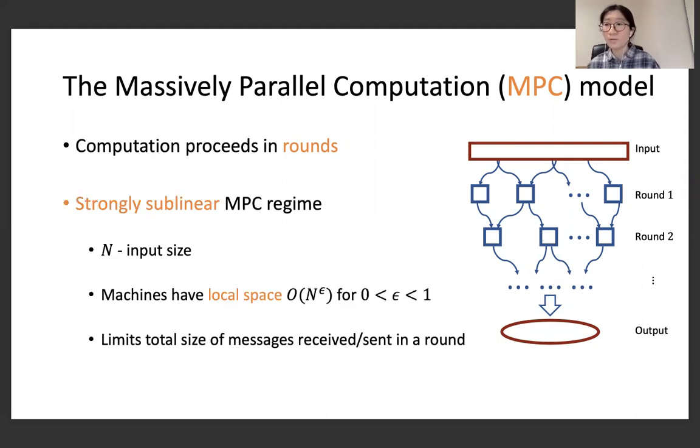In this talk, we'll work in the strongly sublinear MPC regime, which means that if n is the input size, then each machine has local space at most O of n to the epsilon for some constant epsilon smaller than 1. This limits the total size of the messages a machine can send or receive in a single round.